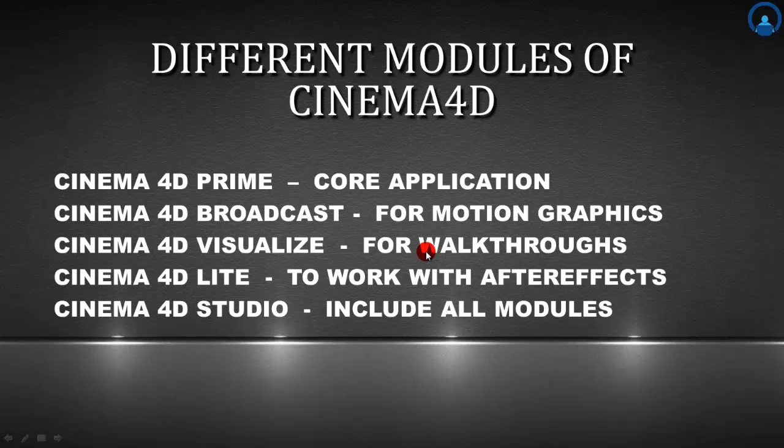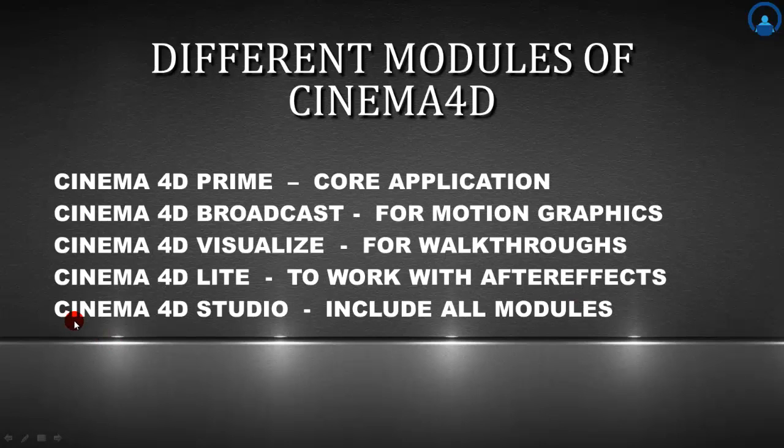The next one is Cinema 4D Visualize. It's normally for the architecture part. Those who don't have to work with motion graphics can work with this. Those who do architecture work can use this Visualize software to create their 3D walkthroughs and 3D sceneries. There's another application called Cinema 4D Lite. It works as a plugin with Adobe After Effects. From Adobe After Effects, we can directly start Cinema 4D Lite. We can create any 3D object in Cinema 4D Lite, then export it back to After Effects and work with that object in After Effects.